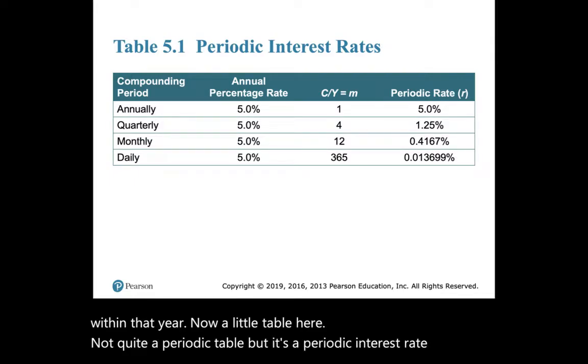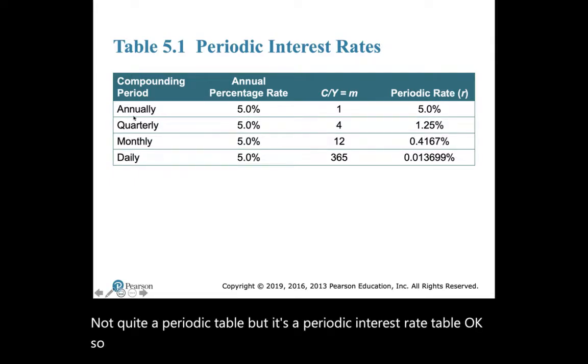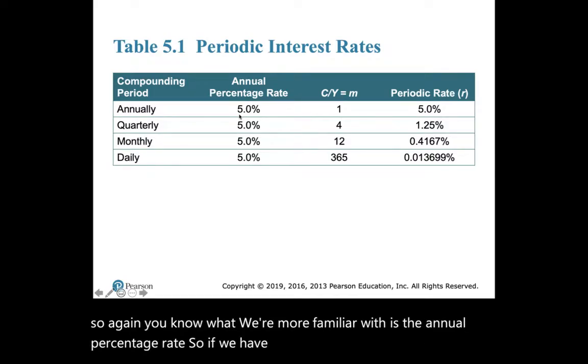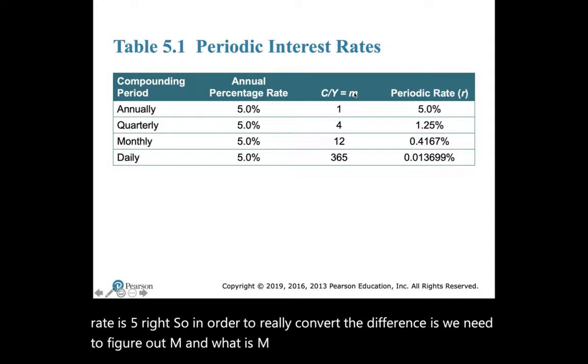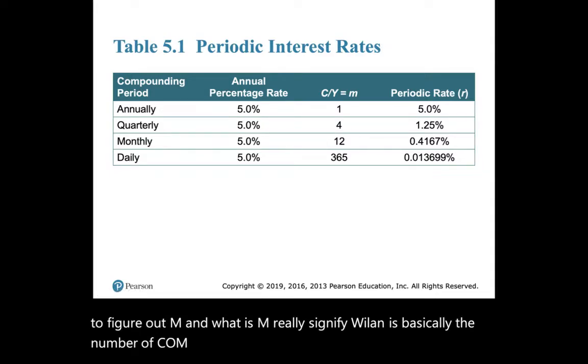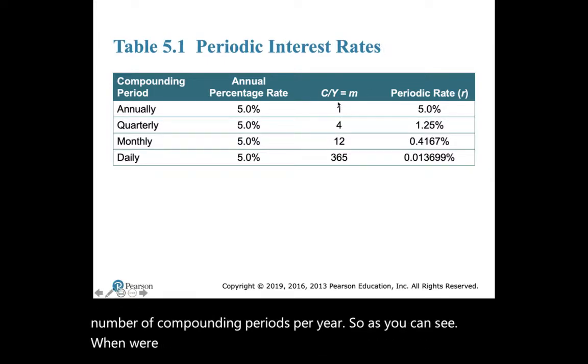So again, what we're more familiar with is the annual percent rate. If we have a 5% interest rate, then the periodic rate is 5%, right? So in order to convert the difference, we need to figure out M. And what does M signify? Well, M is the number of compounding periods per year. When we're only paying once a year, that stays at 1. So that's what we mean by annual.